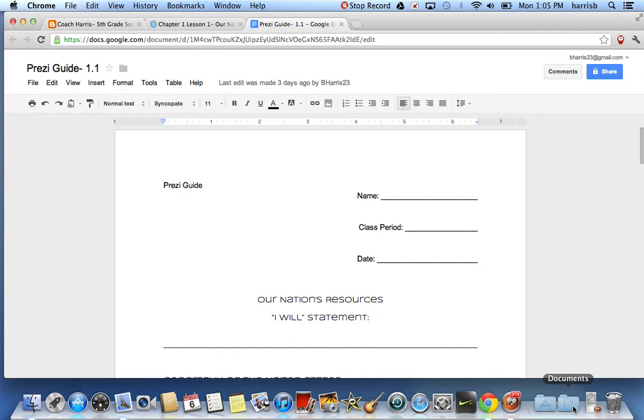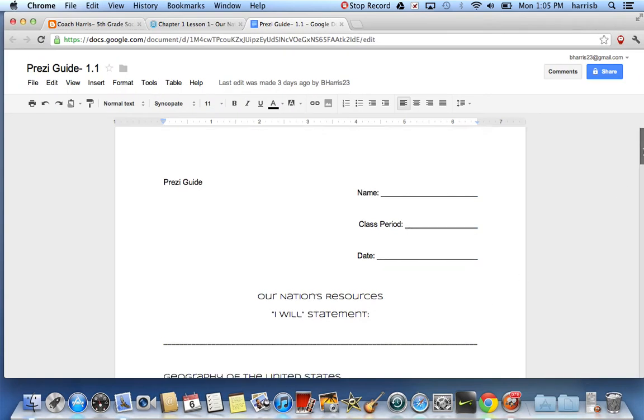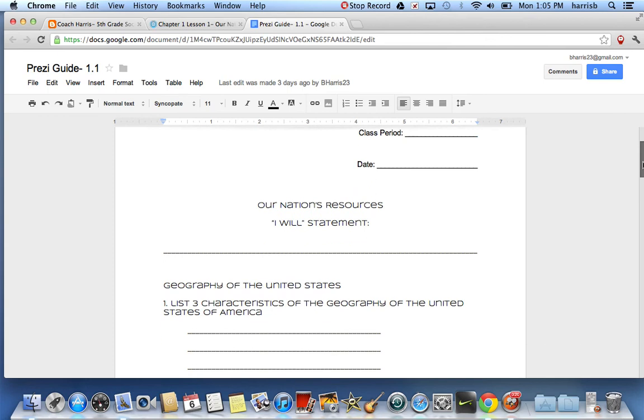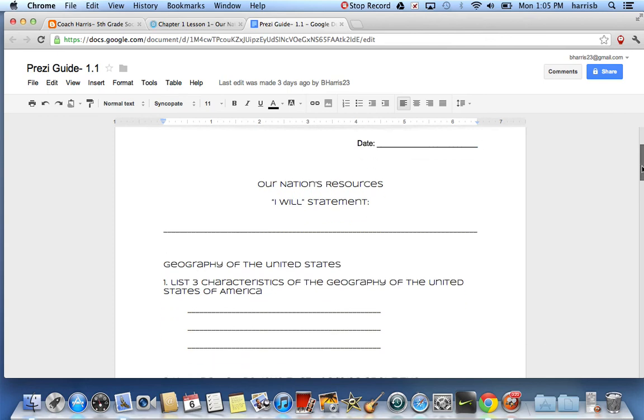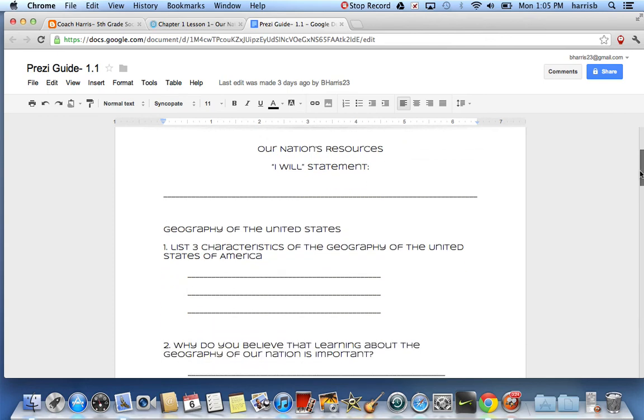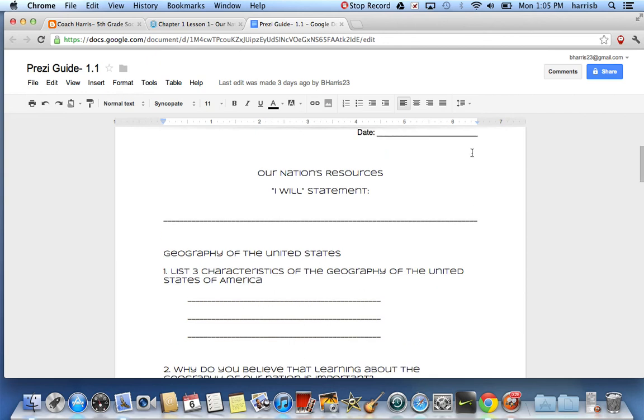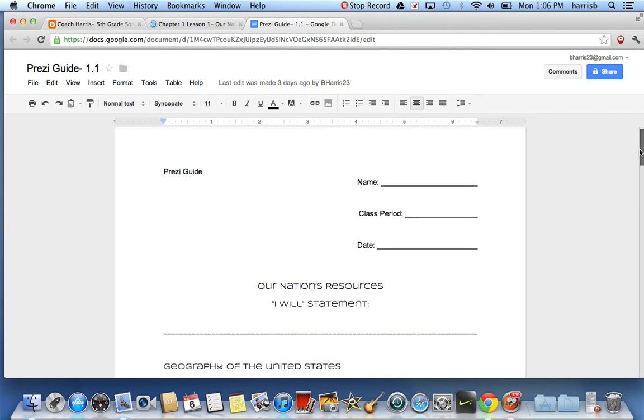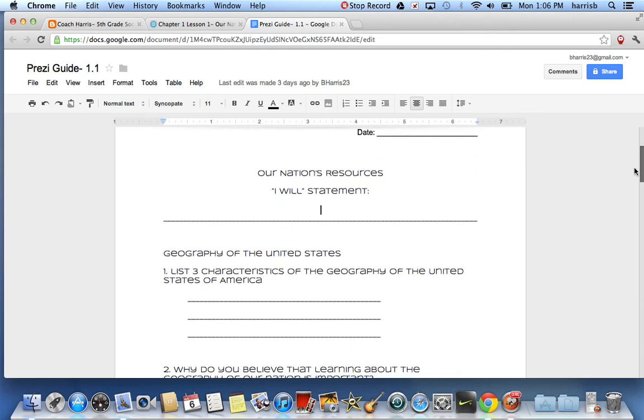And real quick before we begin, it's very important that you fill out this document here. I will give you a copy in class, but there will also be a copy on my blog site. So this is about our nation's resources, and in this part right here, you will fill in the I will statement for the day, which is the learning goal. Make sure you put your name, the date, and the class period on there as well, in case you misplace your guide.